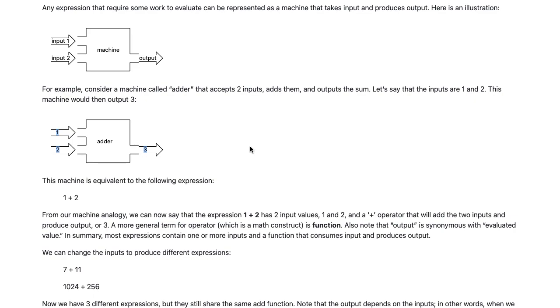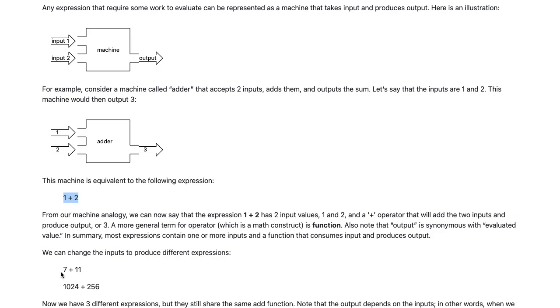This machine is equivalent to the following expression. From our machine analogy, we can now say that the expression 1 plus 2 has 2 input values, 1 and 2, and a plus operator that will add the 2 inputs and produce output, which is 3. A more general term for operator is function. Also note that output is synonymous with evaluated value. In summary, most expressions contain 1 or more inputs and a function that consumes input and produces output.